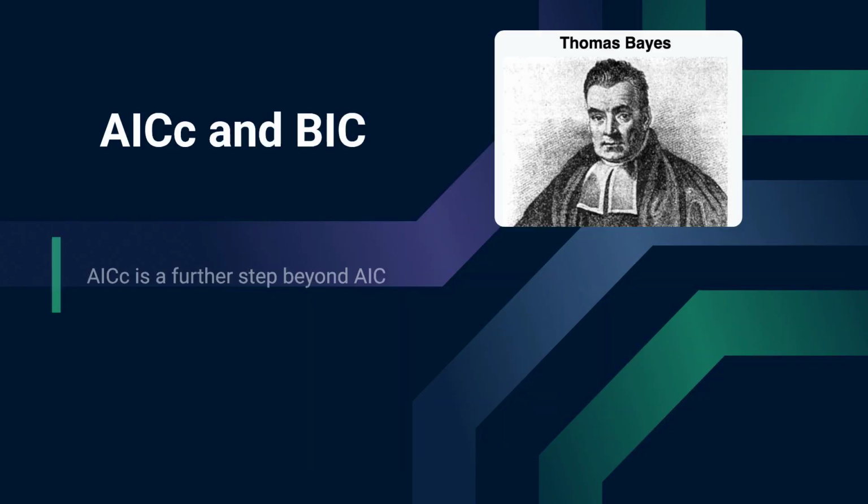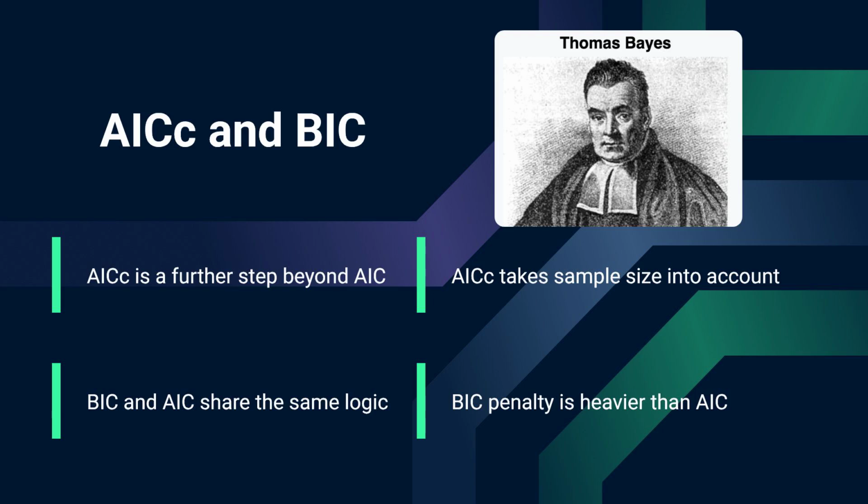Rather, it varies based upon the composition of the predictors, and thus it is a better indicator of the model quality. AIC corrected is a further step beyond AIC in the sense that the former puts the sample size into the equation and imposes a greater penalty for additional parameters. Bayesian information criterion, BIC, is derived as an approximation to a Bayes factor, which compares the posterior probabilities of models under a Bayesian framework. Both BIC and AIC share the same basic logic. Better fit is good, but simplicity is better. However, BIC's penalty against complexity is heavier than that of AIC.